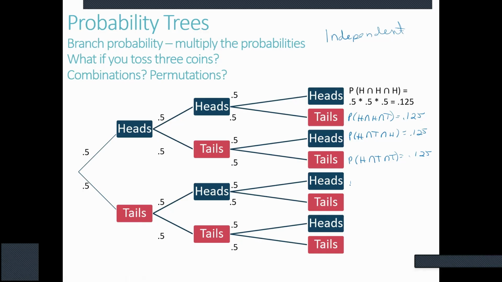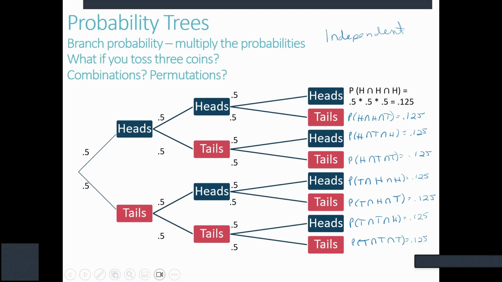Now here's the other one with two heads. That gets a tails first, but then it has a heads, then it has a heads. And then this one has tails, heads, tails. So that one has two tails. This one has two tails and one heads. And this one is the only one that has three tails.